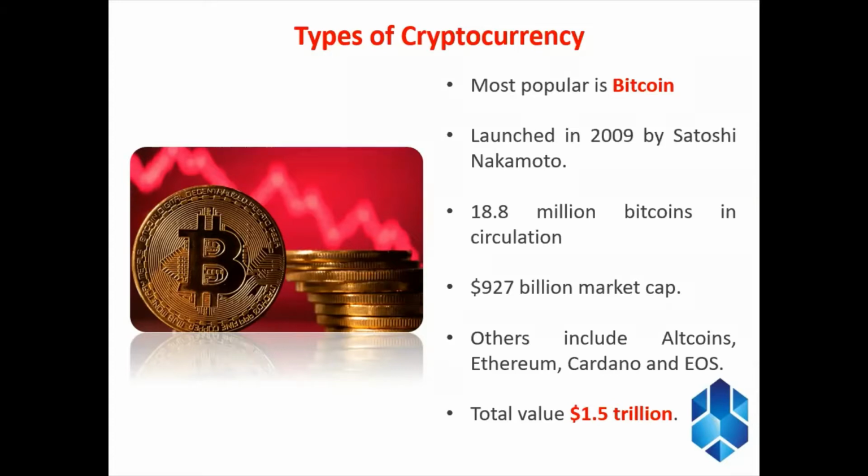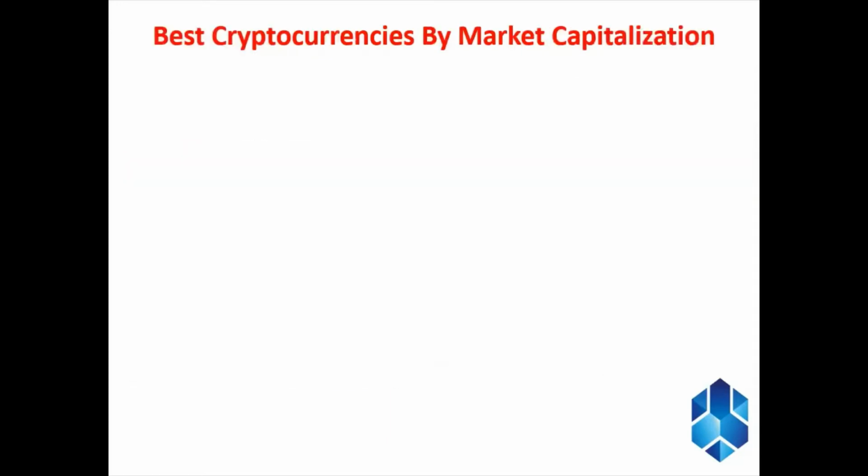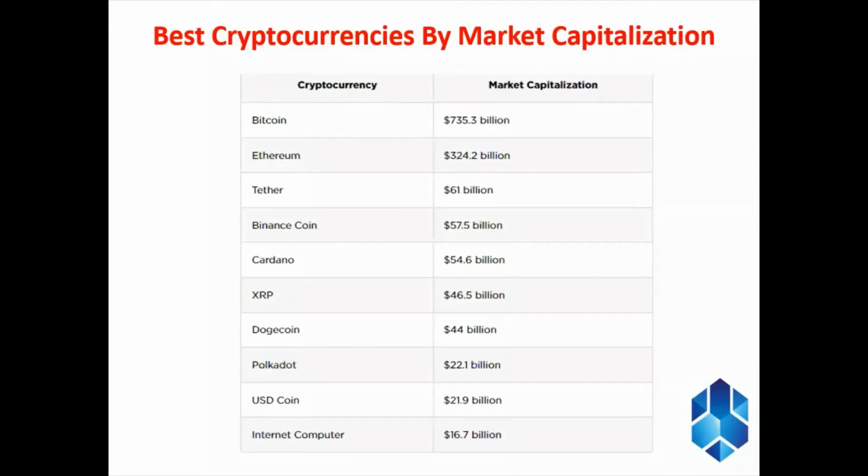As of March 2021, there were 18.6 million Bitcoins in circulation, with a total market cap of around $927 billion. Some of the competing cryptocurrencies spawned by Bitcoin's success, like altcoins, Litecoin, Peercoin, Namecoin, Ethereum. Altogether, the whole market has a total value of 1.5 trillion. All right, these are the 10 largest cryptocurrency organizations in the market. And you can see Bitcoin up at the top there, way bigger than everybody else, all the way down to the smallest there called Internet Computer.